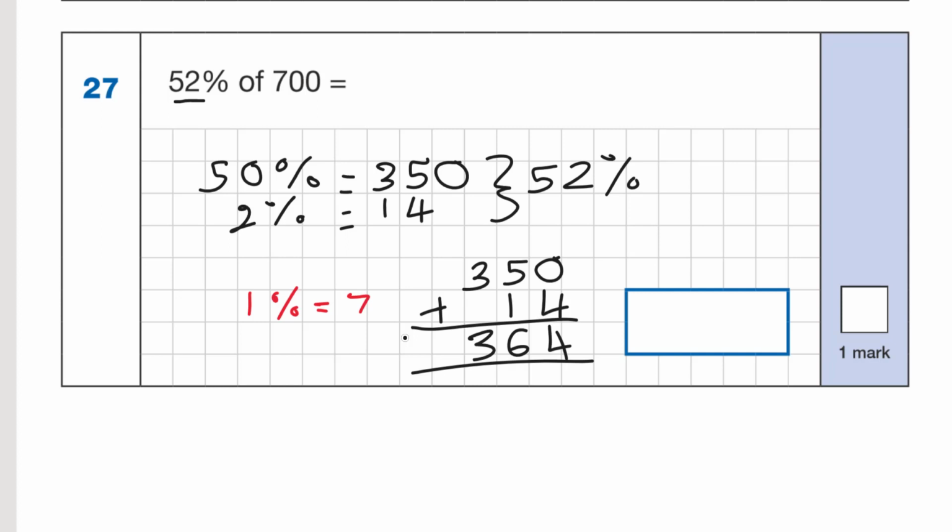Just double check mentally whether you think it makes sense. We know that 52% is going to be slightly more than half. Half is 350 and 364. Yeah, that sounds about right. It is slightly more than half. It's at this point that if you've made a really wild error, just using that estimating is going to help you to spot if there's something really wrong.